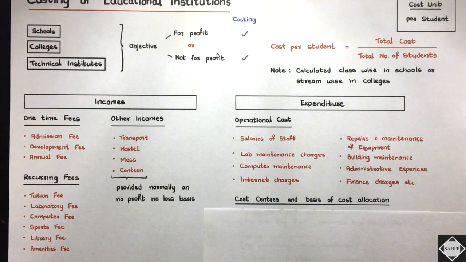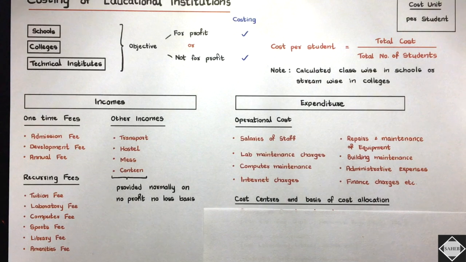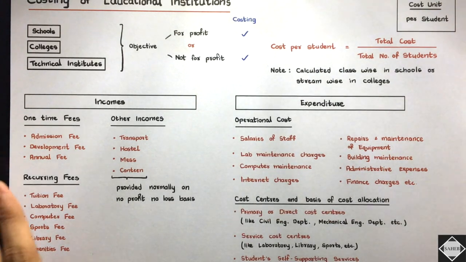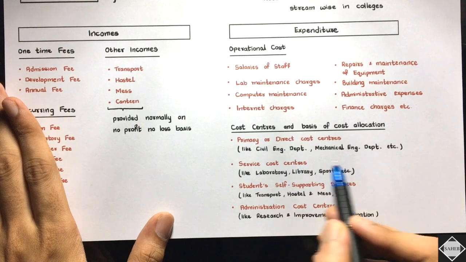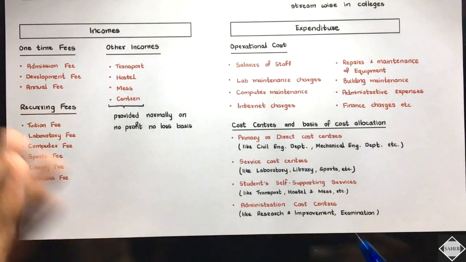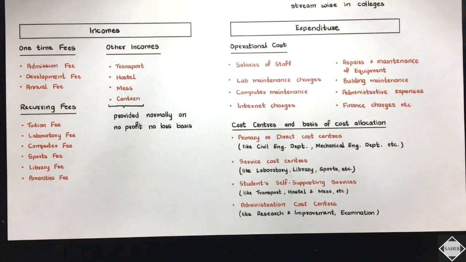And then see cost centers and basis of cost allocation. As I told you, in an engineering college there will be a civil department, a mechanical department, an electronic department, right? So all these are what? Cost centers. So see here, primary or direct cost centers: civil engineering department, mechanical engineering department, etc. Service cost centers: there can be laboratory, library, sports, of course there will be. So those are also service cost centers.